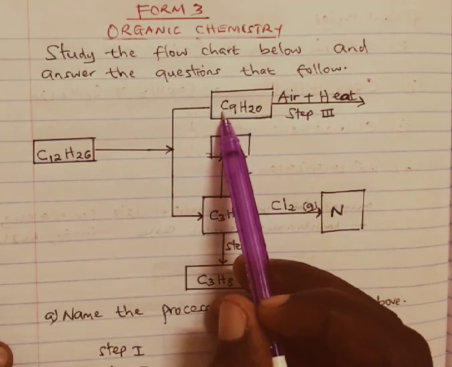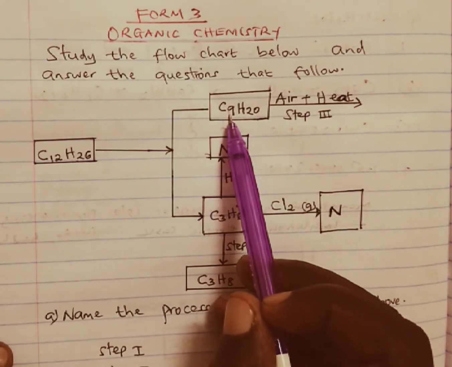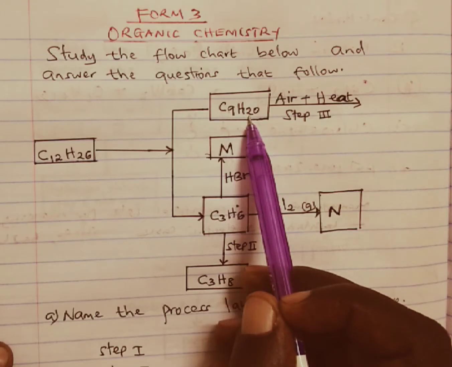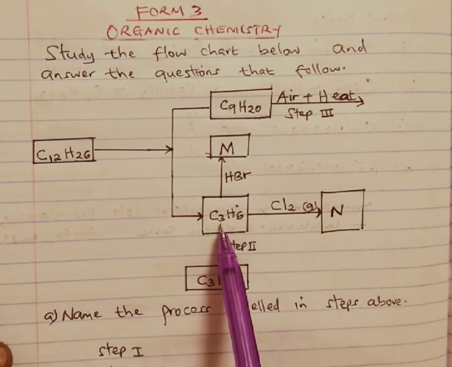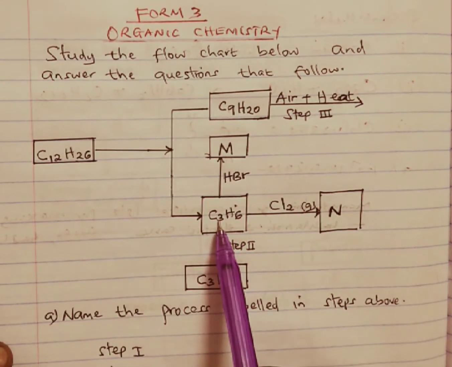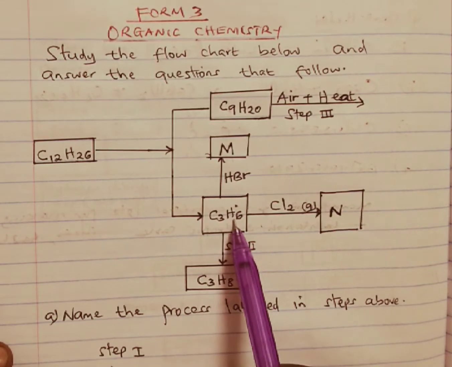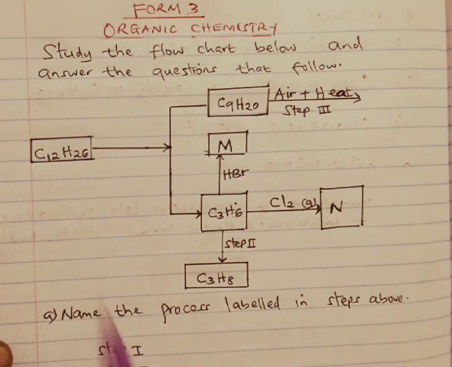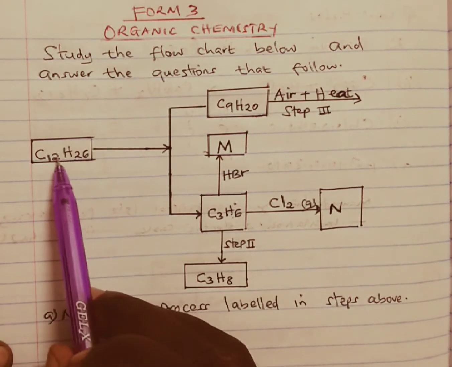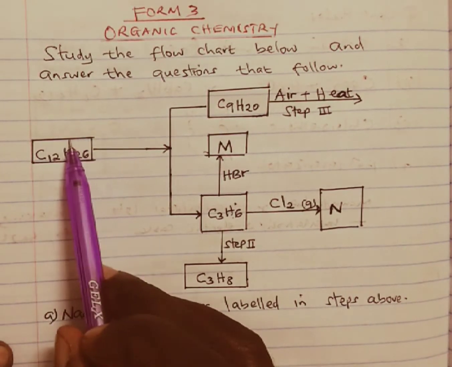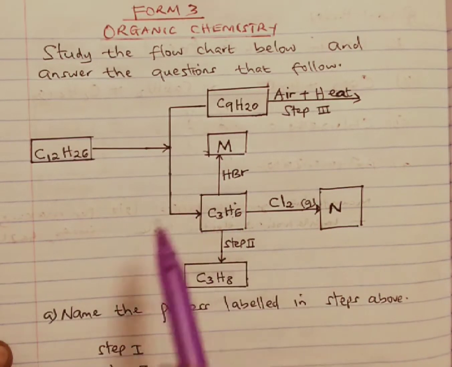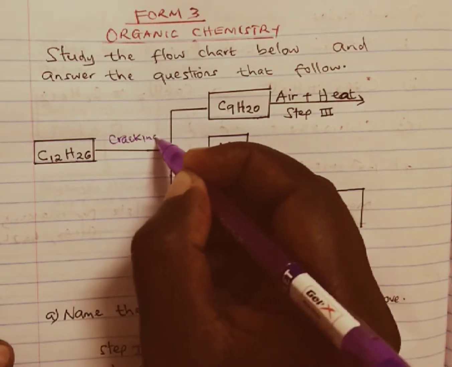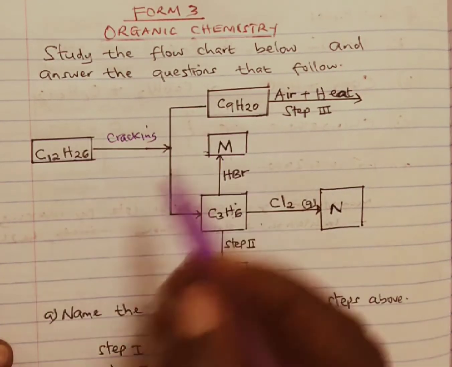That is a hydrocarbon with 9 carbon atoms and 20 hydrogen atoms. And again we have the one that has 3 carbon atoms and 6 hydrogen atoms. And in this case now we have to begin from this point, and the splitting of the larger hydrocarbon into smaller ones is what we call cracking. So the process here is cracking, and let us see how it's going to be.